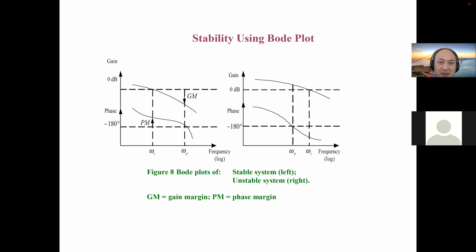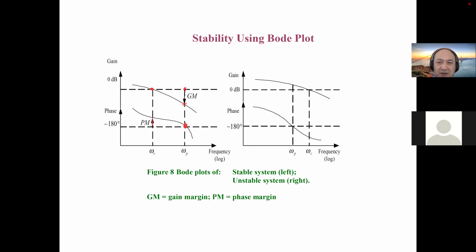Let's go through stability using a Bode plot. This is a magnitude plot. This is the 0 dB gain crossover. This is minus 180 degrees. So this is the phase margin. Then the phase crossover frequency is here, and the corresponding distance is called the gain margin. This is the phase margin. So this whole system is stable.